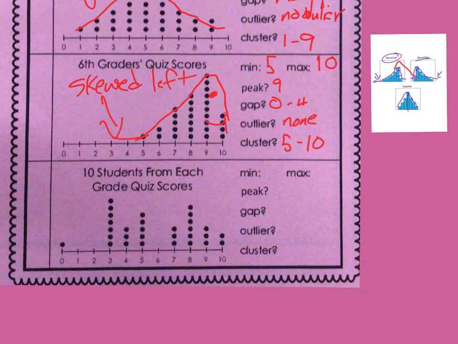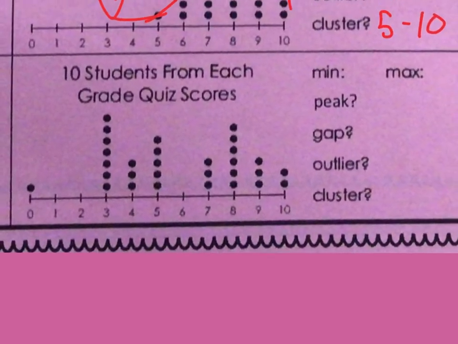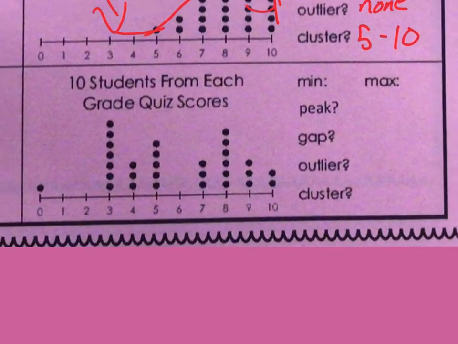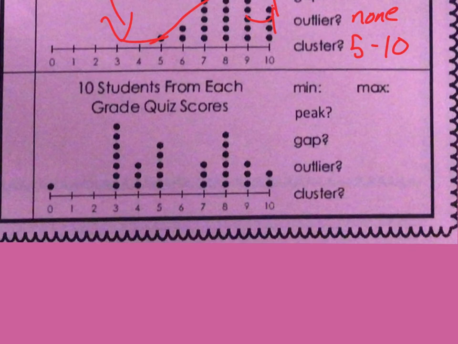Now, occasionally you'll run into some data. When you plot it, it looks like this. And it is rather hard to categorize. Let's look at our different things here. We have a minimum of 0, a maximum of 10. We have a peak at 3. We have 2 gaps here. We have a gap from 1 to 2. And we also have a gap at 6.